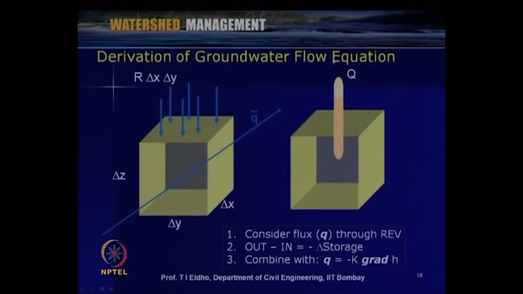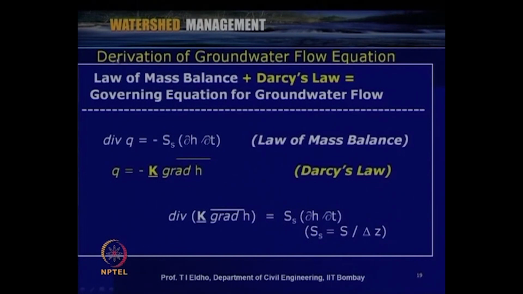So, by using Darcy's law and the conservation of mass or water balance, we can derive the groundwater flow equation. As shown in this slide, the derivation of the groundwater flow equation we can do by considering a representative elementary volume, REV, delta x by delta y by delta z. If you consider flux through the REV, what is coming out minus what is in is equal to change in storage, and then this we can combine with Darcy's law. That way we can derive the groundwater flow equation. So, the derivation is based upon the mass balance and Darcy's law.